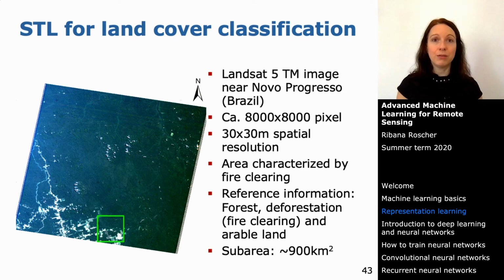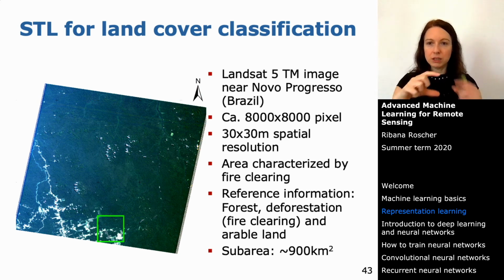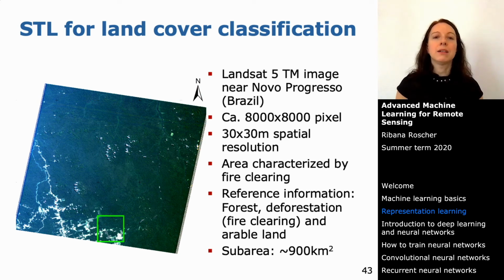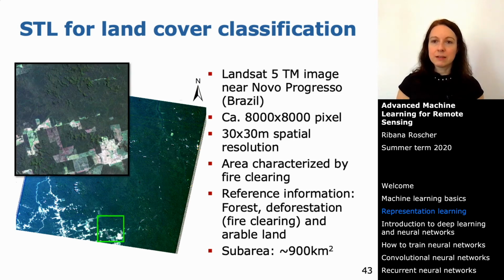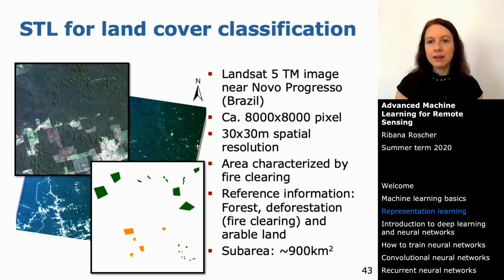That means you have a lot of deforestation, and you can see this in these specific structures in the left corner of the image. We want to classify each pixel into one of three classes: forest, deforestation, and arable land. We look at a small area, indicated in green, of about 900 square kilometers. This is the sub-area, and here is the labeled data. We want to learn from this labeled data and apply it afterwards to the whole image.